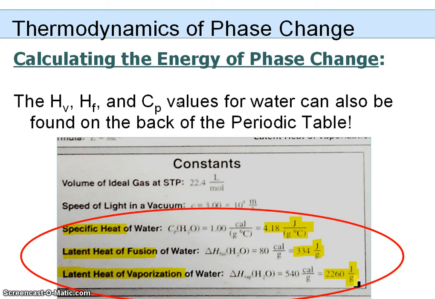You could also find different values for these if you wanted to, instead of using grams, if you were using moles. For example, the latent heat of vaporization, you would find a different number if you were to be measuring this in moles. So you could find a different number for kilojoules per mole, joules per mole. We're just going to use joules per gram because that's what's given to us on the back of our periodic table for star testing.